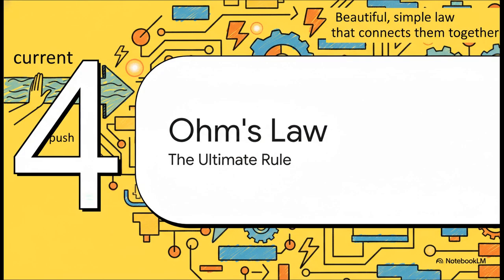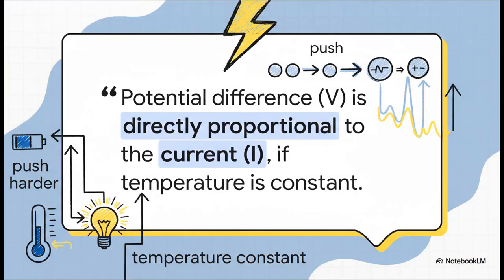All right, this is the big one. This brings us to the law that ties everything we've learned together. We've talked about the current, the flow, and the potential difference, the push. Now let's look at the ultimate rule that connects them. Okay, I know, that sounds a little formal, right? But all it's really saying is that if you push harder, meaning you increase the potential difference, you get more flow, you get more current.